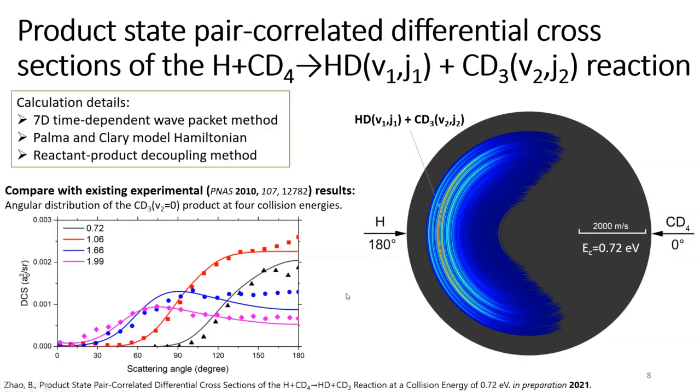The figure on the left shows the angular distribution of the CD3 products at 4 collision energies. The calculated results agree with experiment pretty well, and the figure on the right is the calculated differential cross-section at a collision energy of 0.72 eV. It displays the velocity and angular distribution of the HD product. Each arc in this distribution corresponds to a certain quantum number for the HD and the CD3 products.